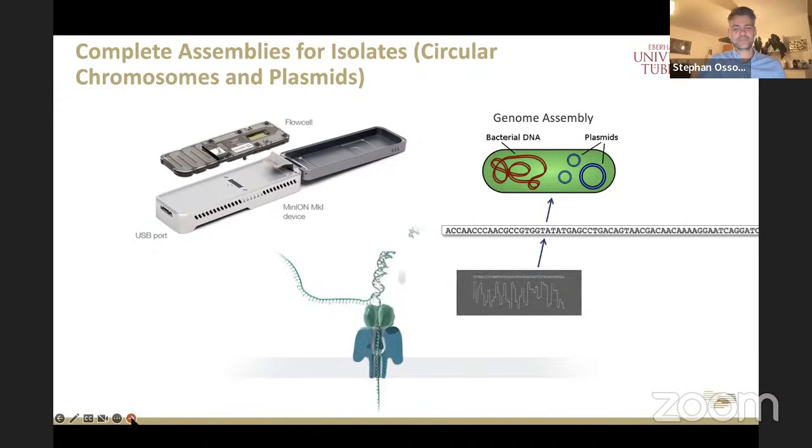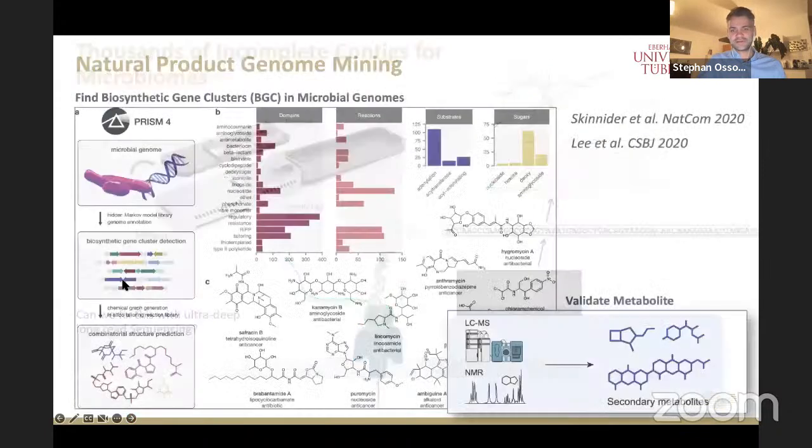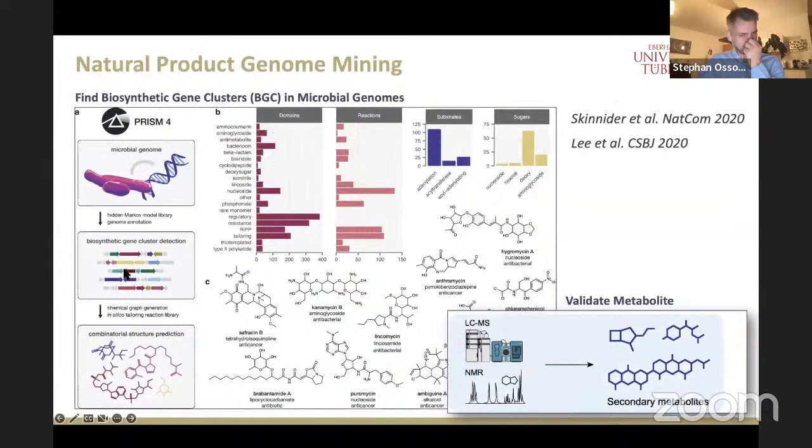The problem is we want to do that with microbiomes so that we don't have to make the isolates anymore. But with microbiomes, when you assemble, you still get this mess of an assembly graph, especially if you did low coverage microbiomes. So can we fix that with ultra-deep sequencing? It was a project I long wanted to do, but well, as it happens, another project came first because of a good collaborator in Tübingen, and that's natural product genome mining.